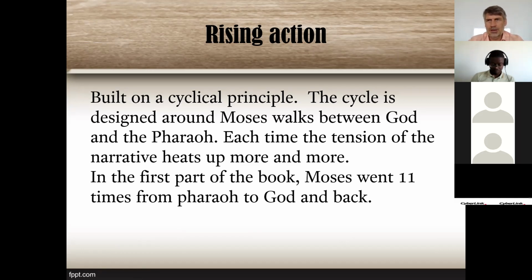So this rising action is built as a cycle when Moses goes back and forth between Pharaoh and God. And somebody has calculated that Moses went 11 times from Pharaoh to God and back.